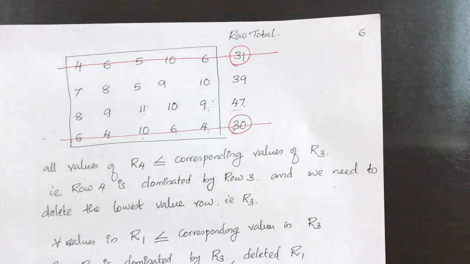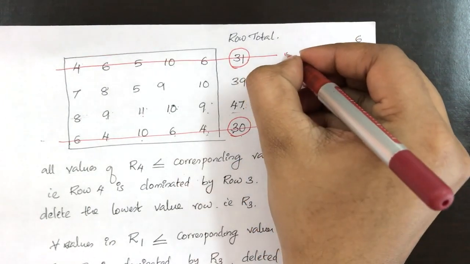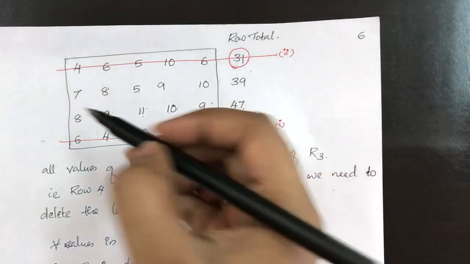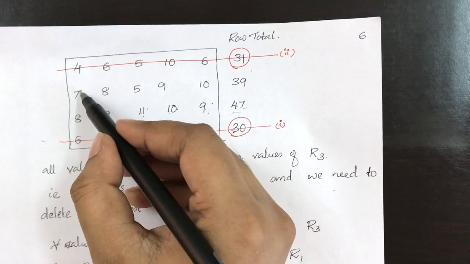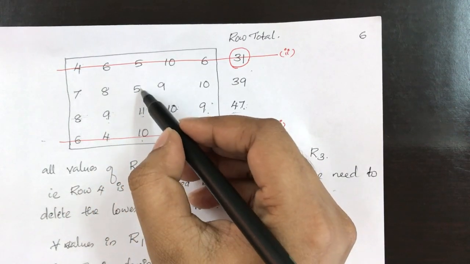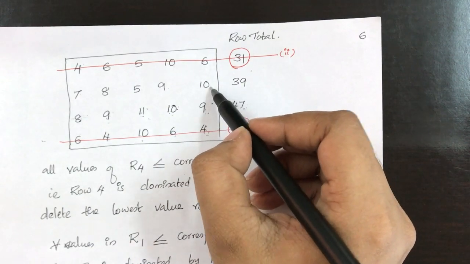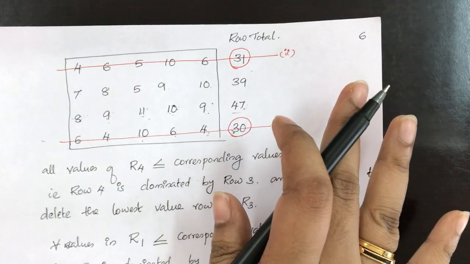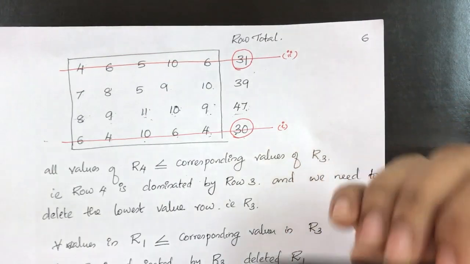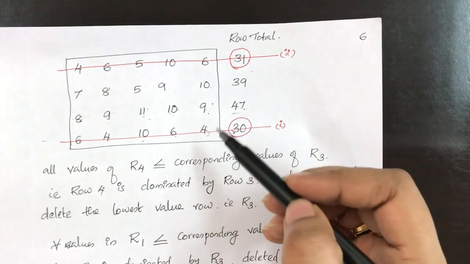So, we delete R1. Again we are going to check. So, first we delete this row. Now, we delete the second row. Again I am going to check R3 with R2. 8, 7. R3 having highest value. 9, 8. R3 having highest. 11, 5. R3 having. 10, 9. R3 having. 9, 10. So, not all values are less than or equal to; all values of R2 are not less than or equal to R3. So, there is no dominance.